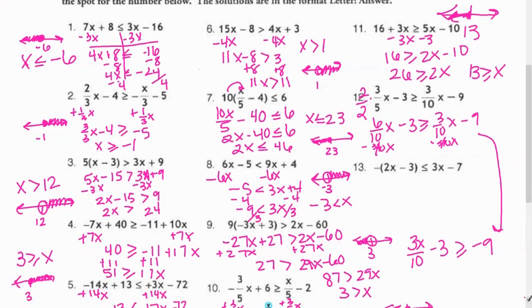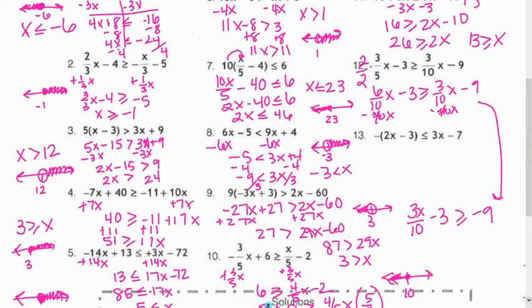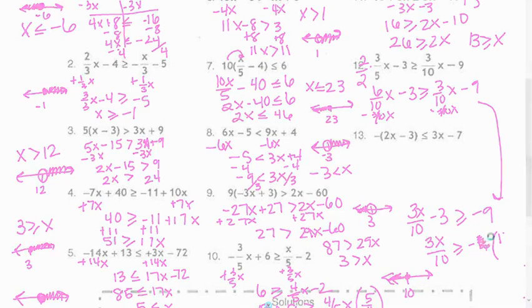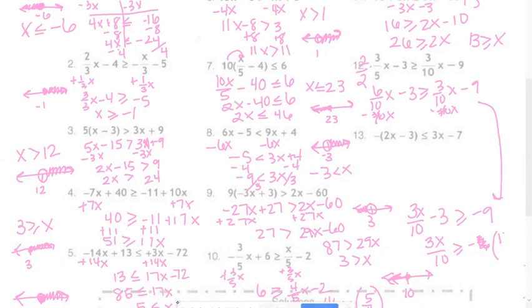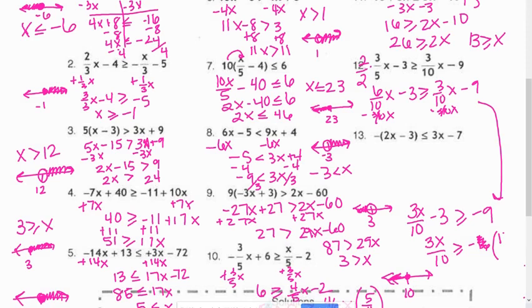I'm going to add 3 to both sides. So I have 3x over 10 greater than or equal to negative 6. And I'm going to multiply. Should just be negative 6 here. Let's see if I can erase it. There we go. All right, now we're back. Whew. It's getting a little worried there. So this should be -6.